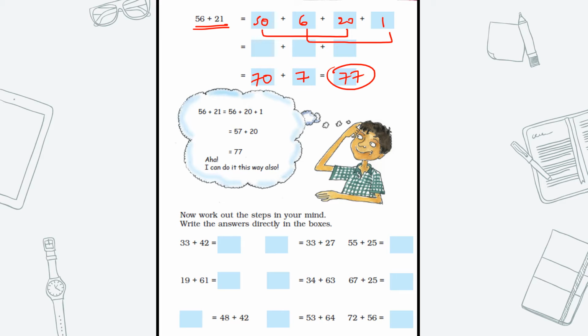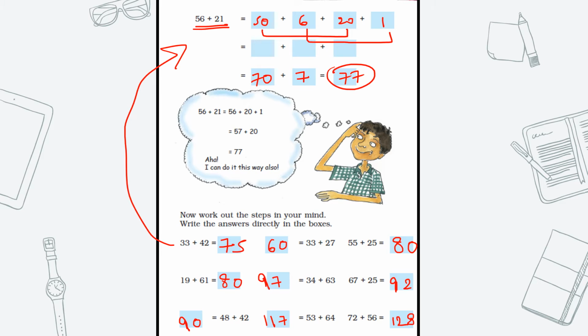Alright, now do these like this only, but I would not do this with you. Do it on your own and check the answers with me. Okay, now we have these as our answers. You can verify it.